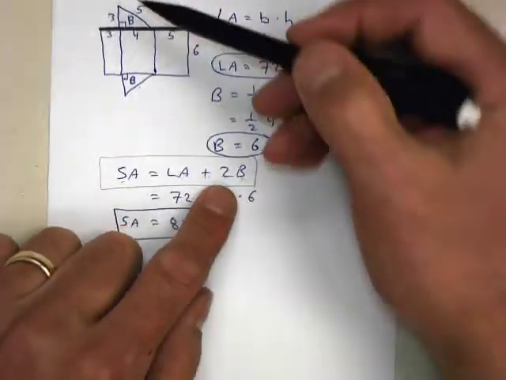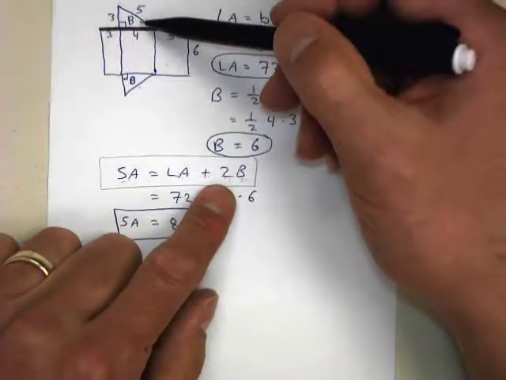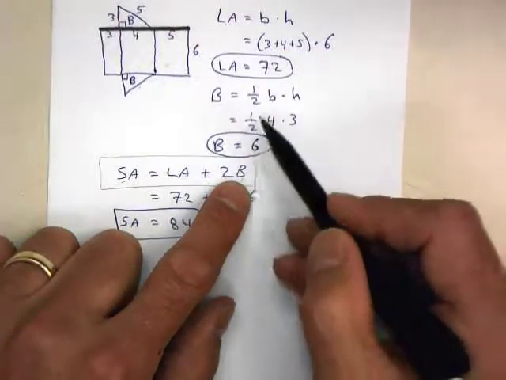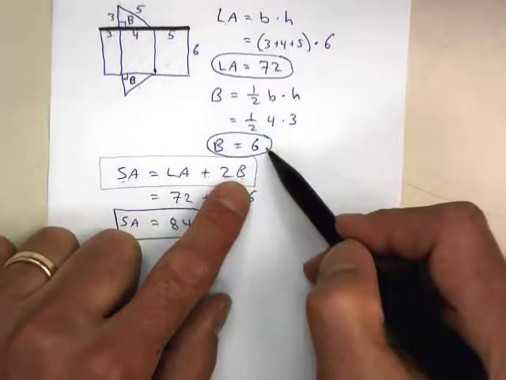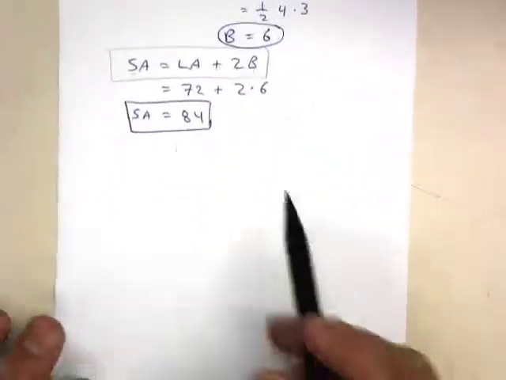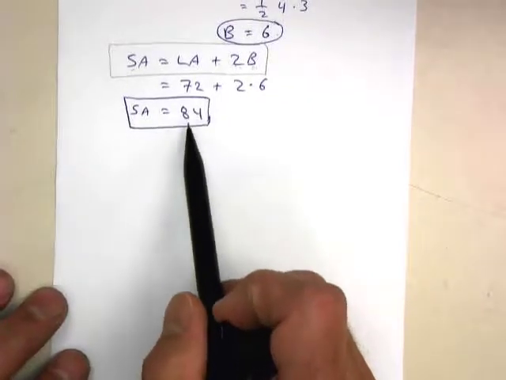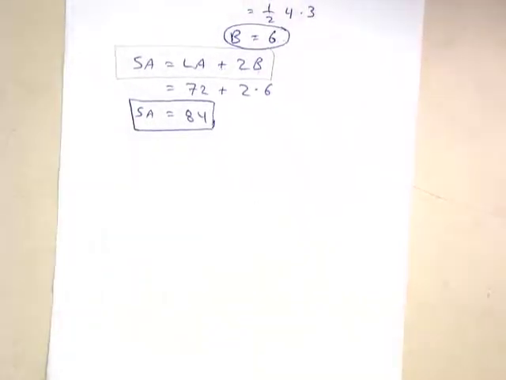Remember, there's 2 bases in cylinders and in prisms. So 2 times the area of the base. And we calculated the area of the base to be 6. So therefore, in this particular case, our surface area is a grand total of 84. So break it down into parts, solve the individual parts, and add them together.